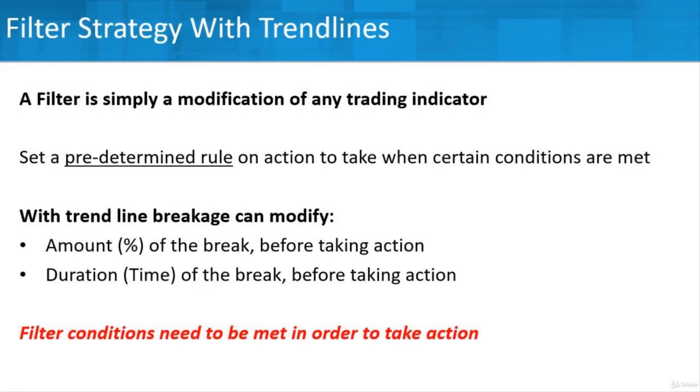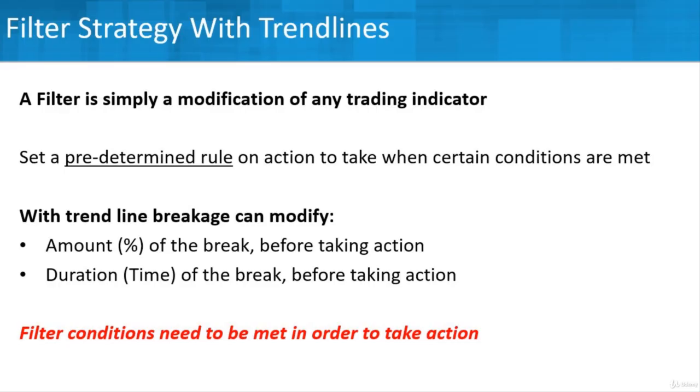At its base level, a filter is simply a modification of any trading indicator. Basically, you're setting a predetermined rule on an action that you'll take when certain conditions are met. That's the key thing. It is predetermined. You've already decided that when this happens, then you will take a certain amount of action. We're talking about this specifically with trend lines, but you can use filters with different types of indicators as well, and some work better than others when we get into more detail around filters with other types of indicators.